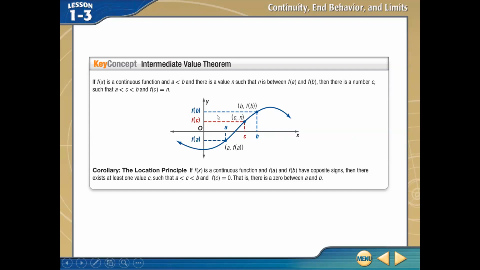Okay, this is the location principle. This is what allows you to estimate zeros, okay, or give intervals where zeros happen. What will happen is that when we plug in c, our n value turns out to be 0, okay, or a root. We're just approximating these. Okay, a key thing to think about is we're looking for sign switches.